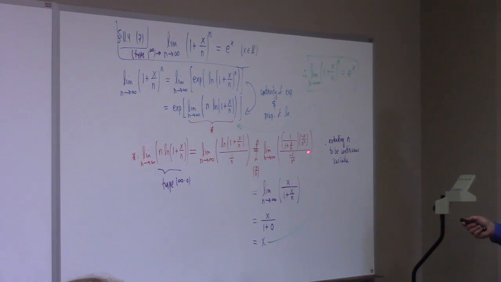All right, so after I extend n to be a continuous variable, I can apply L'Hopital's rule to type 0 over 0. I got to be careful, chain rule, right? So I get 1 over the argument of the log, and then derivative of that gives me minus x over n squared. Do you guys agree?